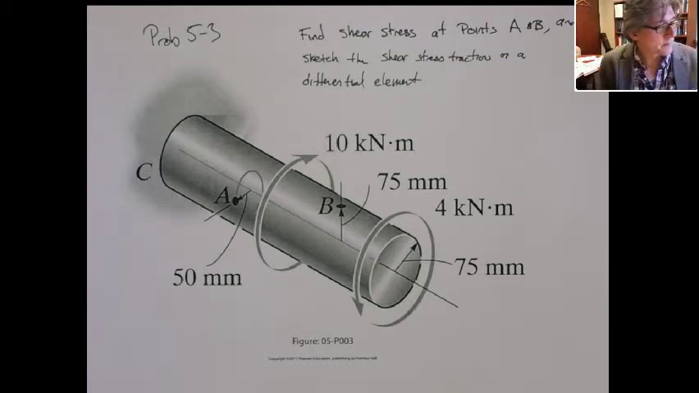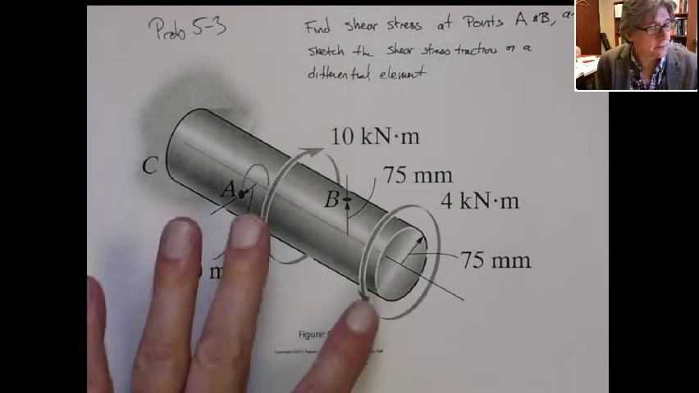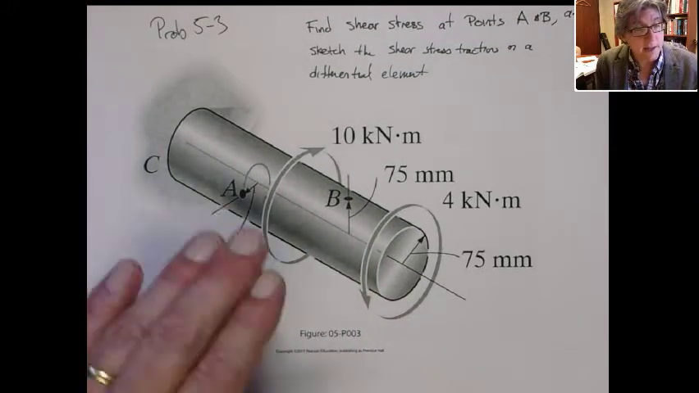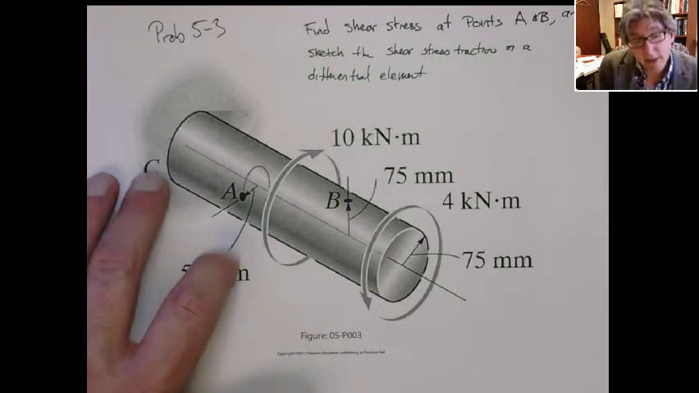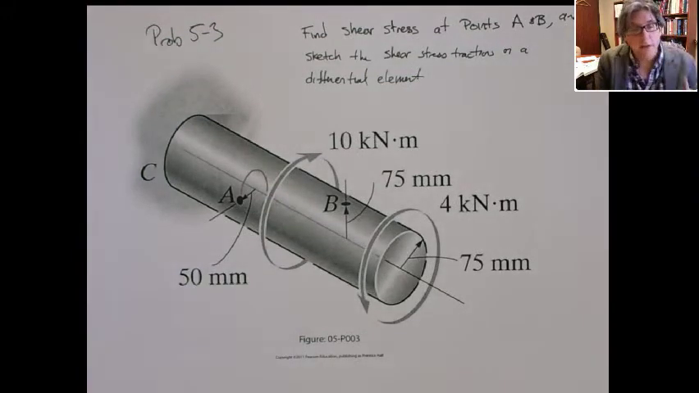It asks you to find the shear stresses at point A and point B. Point B is between these two torques, and it's at the outer surface, 75 millimeters. Point A is between the fixed end C and this 10 kilonewton meter torque, and it's not on the outer surface. It's only 50 millimeters from the edge. So we've got to figure out tau at those two points, and then also sketch the shear stresses on the differential element at each point. We'll sketch those in relationship to this picture. So that's what we're going to do.